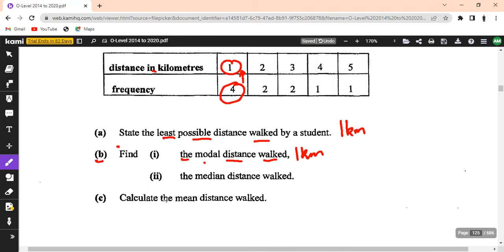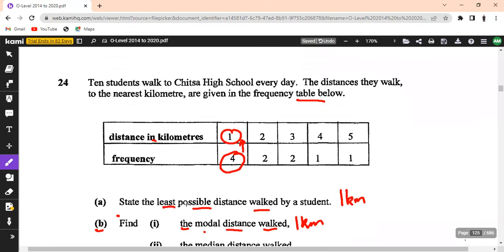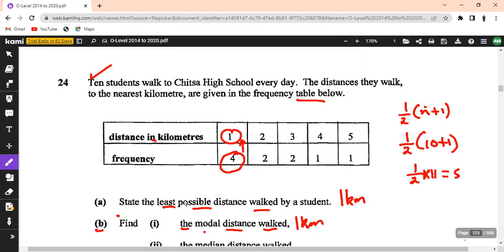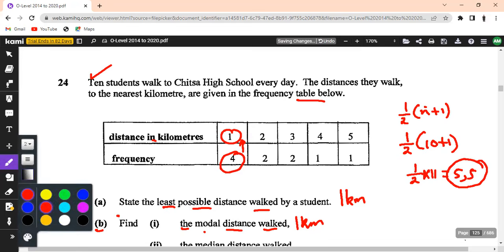So remember, guys, median, I told you that when you are using a table like this, you are going to use this formula, half of n plus 1, where n is the total frequency. So it's going to be half of n. How many students are there? There are 10. So it's going to be half of 10 plus 1. And 10 plus 1 is 11. So that's half of 11, which is 5.5. So where we are going to have this 5.5, that is where our median is. So we have to count until we get the 5.5.